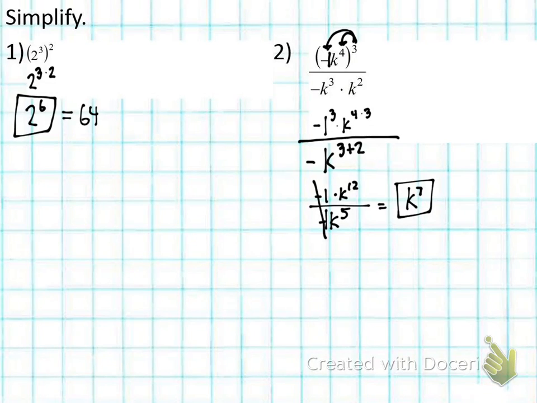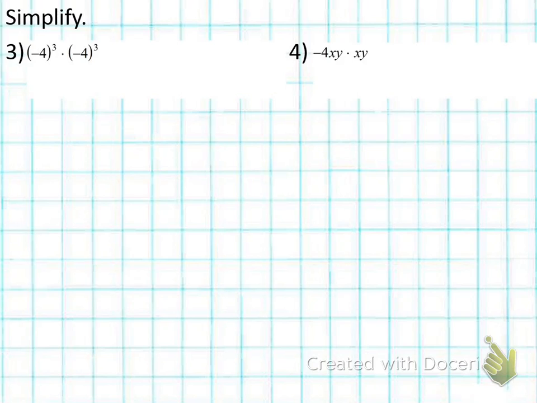Okay, continuing on, number 3. So I want you to work with your neighbor. I want you to explain what you would do on this one, and then I want you to show your neighbor on your whiteboard. So you're working it out. Ready? Go. And then when you're done, compare your answers. Make sure you got the right answer.